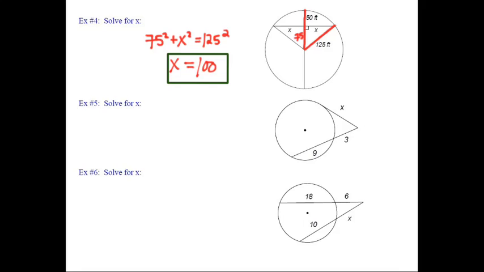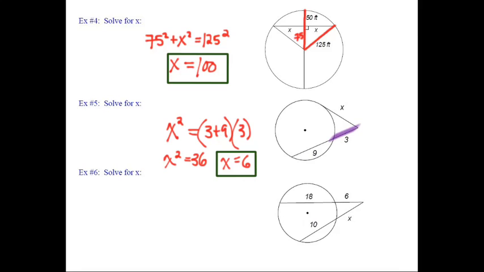On the next one, this is a segment, and it's set up like one of our segment ones that we just looked at. So it becomes x squared equals the thing that's outside, which is 3, times 3 plus 9, which is going to be 12. So x squared is 36, x equals 6.